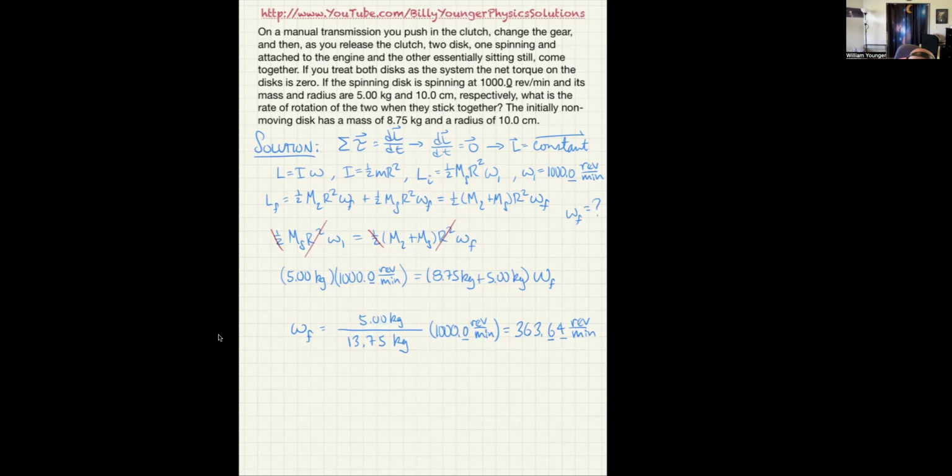And that's it. That is an example of conservation of angular momentum as applied to a typical clutch/transmission mechanism. I hope that's helpful to you.